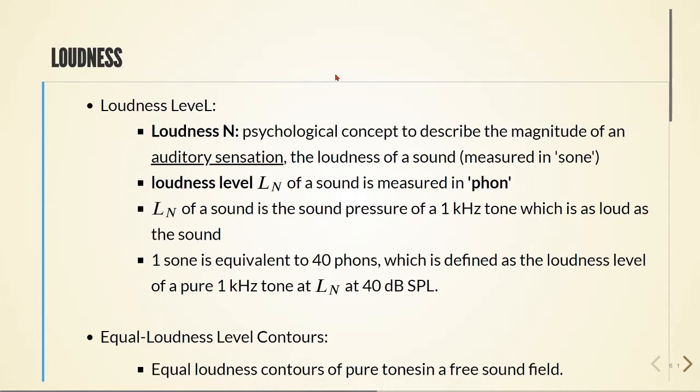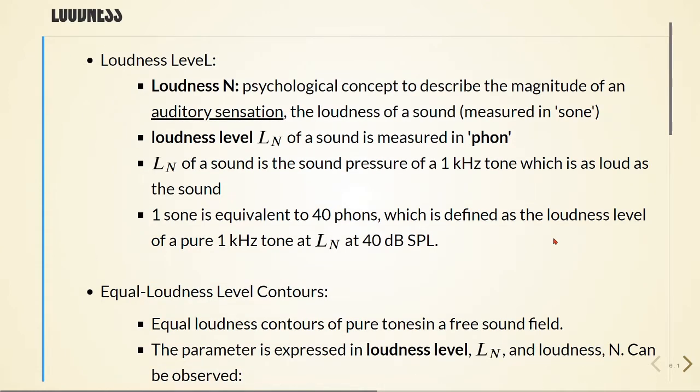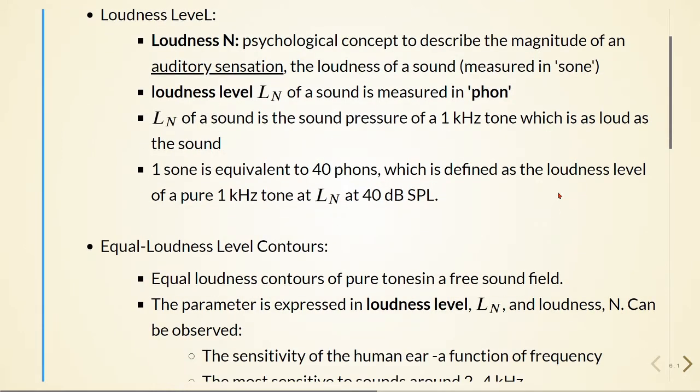So, loudness N is a psychological concept to describe the magnitude of an auditory sensation, the loudness of a sound measured in sone. Loudness level of a sound is the sound pressure of a 1 kHz tone, which is as loud as the sound, and the loudness level Ln of a sound is measured in phon. One sone is equivalent to 40 phon, which is described as the loudness level of a pure 1 kHz tone at 40 dB SPL, sound pressure level.